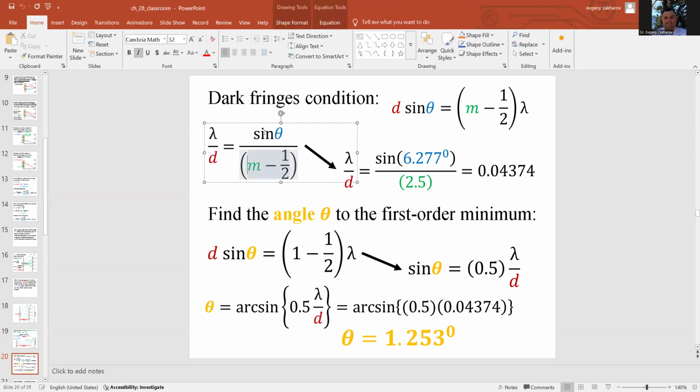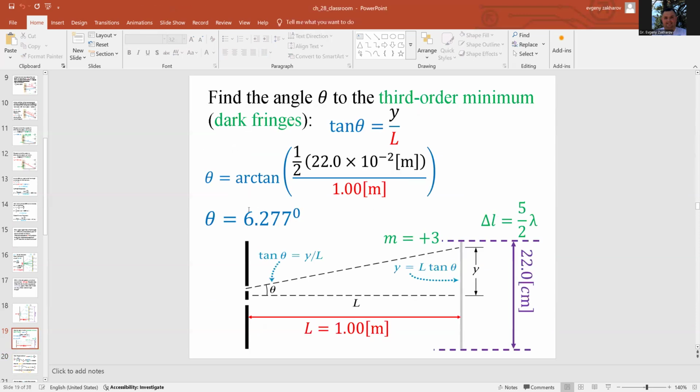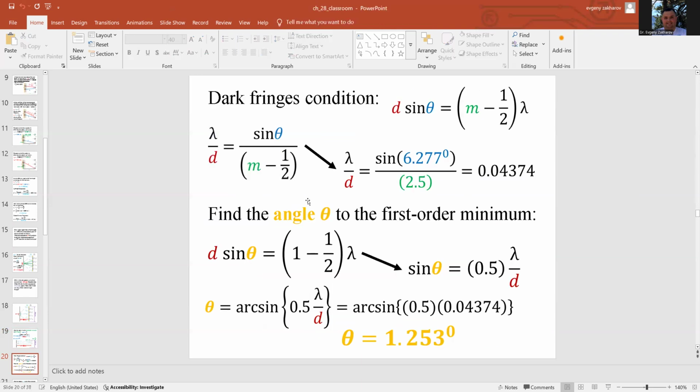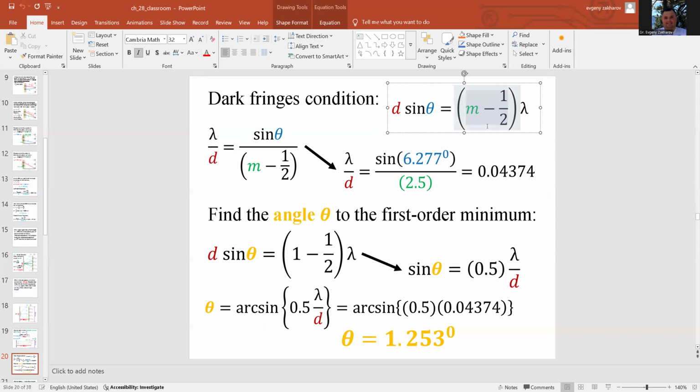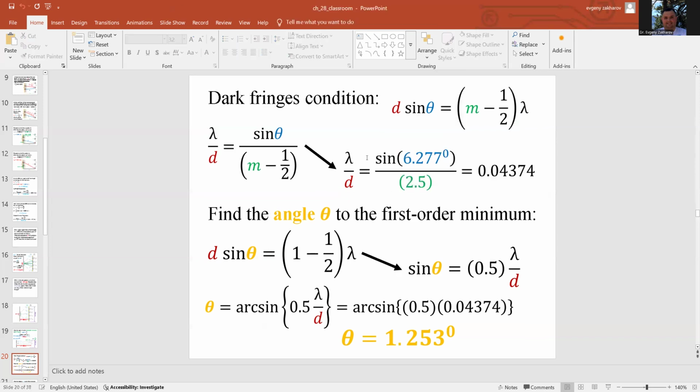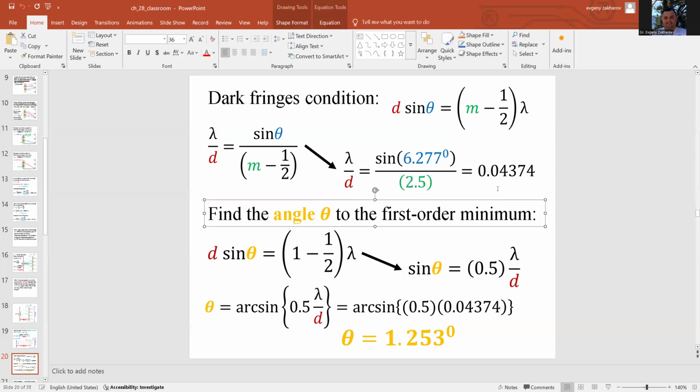So using the angle that we just figured out, we have the sine of that angle with respect to whatever the fringe, take away 1/2. That's the condition for dark fringe. And if m is 3, then subtract 1/2, you're going to get 2.5. And this is the ratio that gives you the ratio for lambda versus the d.